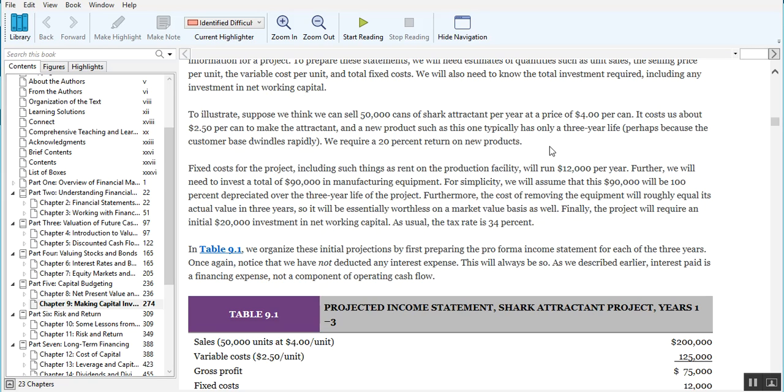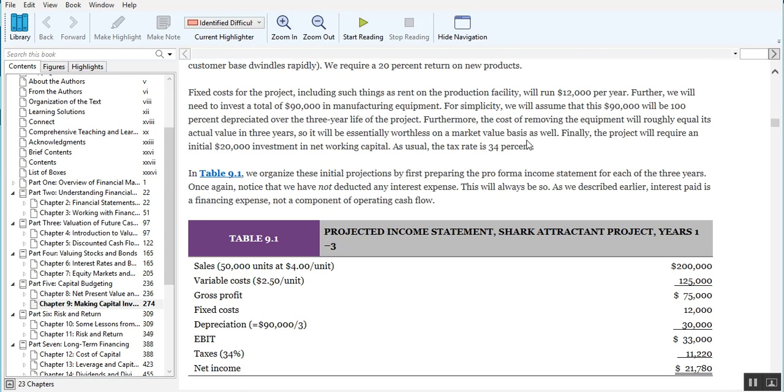So the product has only a 3-year lifespan, and they make a note here, probably because the customer base dwindles rapidly for those who use it. So we need a 20% return on any new product. So we're going to calculate the cost of these products that we're going to make after we understand exactly all the details. So we're going to have $12,000 a year in fixed costs. That's the rent on the building.